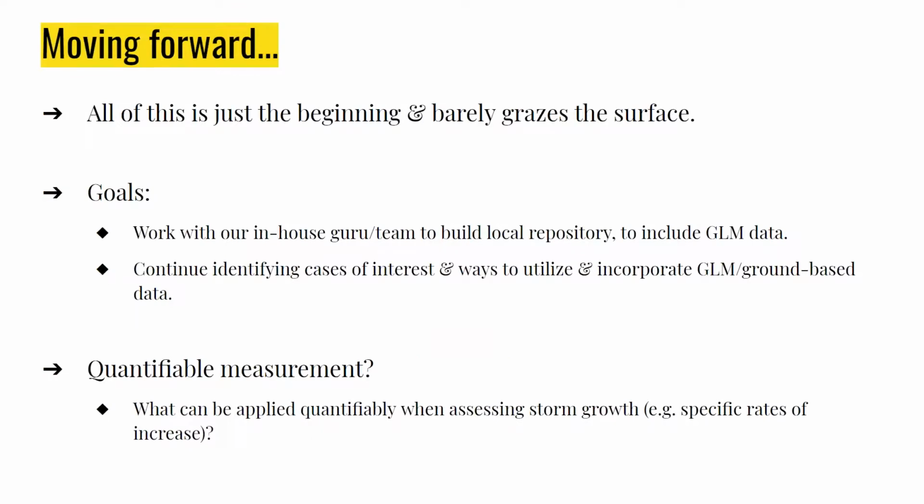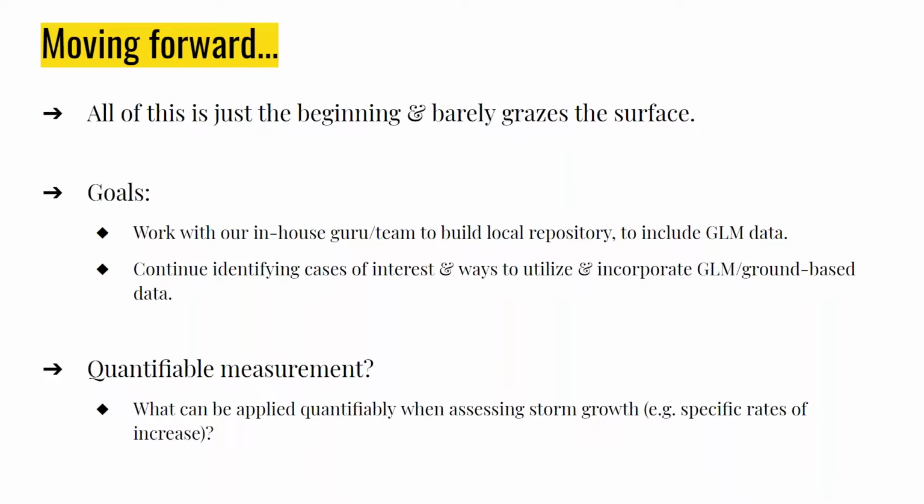To me, all of this is just the beginning and just barely grazes the surface of really maximizing and utilizing GLM data. One of the things that I want to continue doing is identifying these cases of interest, identifying ways that we can potentially utilize, maximize, and incorporate not just GLM, but other ground-based lightning data into our warning operations. And specifically, what can the mesoanalyst provide to the radar operator to help increase forecaster confidence in their warning decision-making process? What kind of lead times can we maximize here?